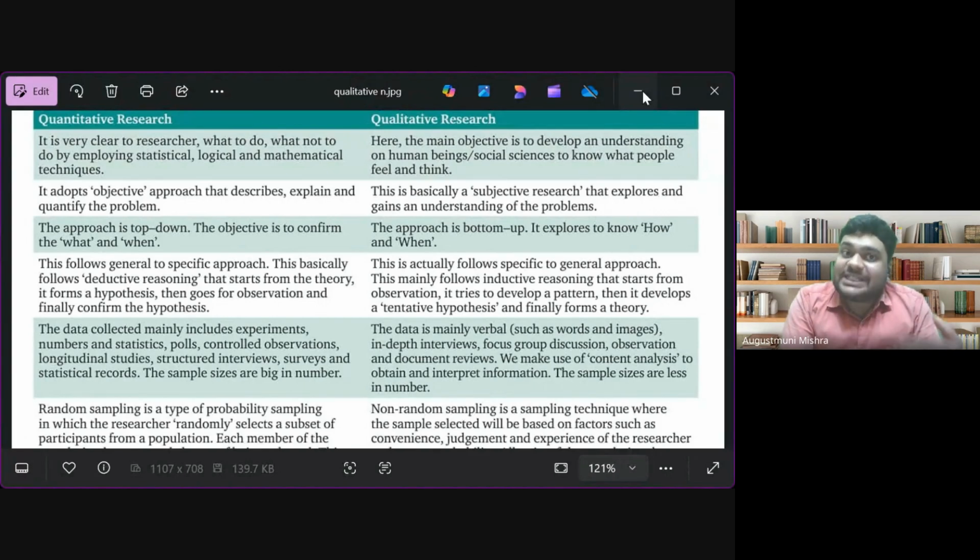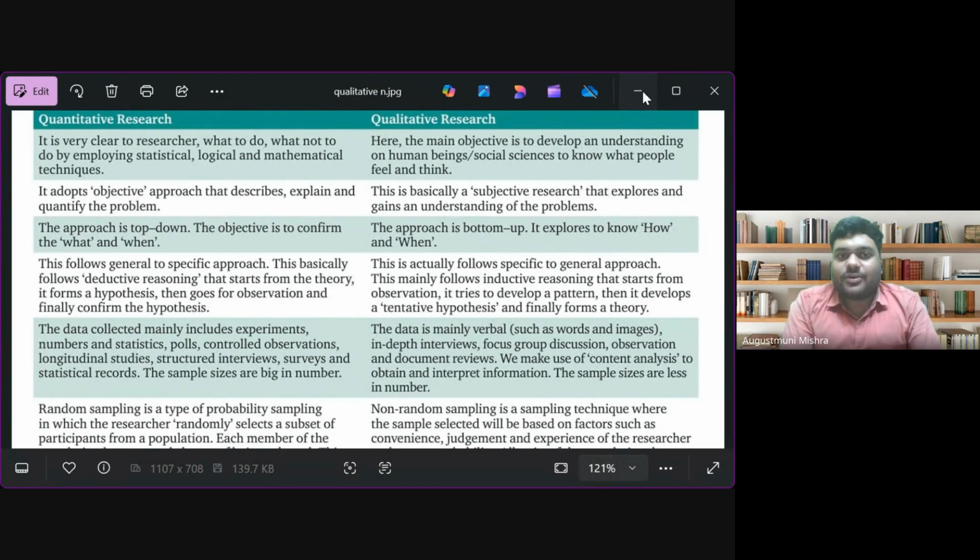So in qualitative research, if you are observing anything, you are just going to analyze that. You're not focusing on the previous theories or principles. Here you start with the observation. And how can it be possible? It can be possible with the help of in-depth interviews, focus group discussion, observation, and document reviews, meaning secondary sources if you are using them. So we make use of content analysis to obtain and interpret information. The sample sizes are small in number.